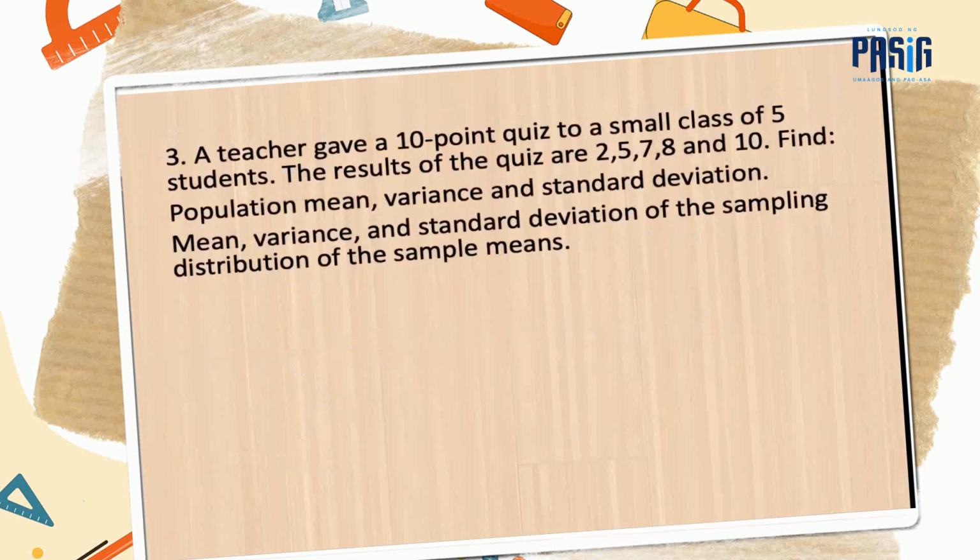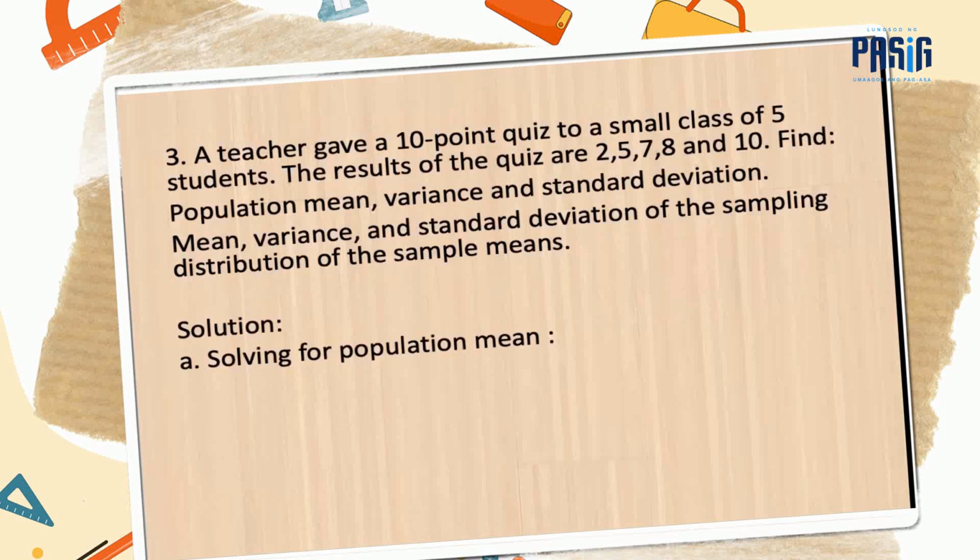Example 3. A teacher gave a 10-point quiz to a small class of 5 students. The results of the quiz are 2, 5, 7, 8, and 10. Find the population mean, variance, and standard deviation, and the mean, variance, and standard deviation of the sampling distribution of the sample means.